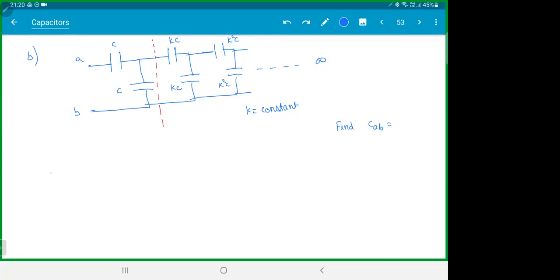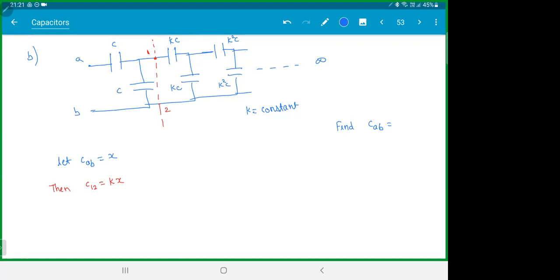So, can I say like this? Let CAB be equal to X. If you cut this at this point, let's call this point 1 and point 2, then C12 should be K times X. You're simply replacing C with KC, isn't it? If everything is increasing by a factor of K, won't the final resistance also increase by a factor of K?